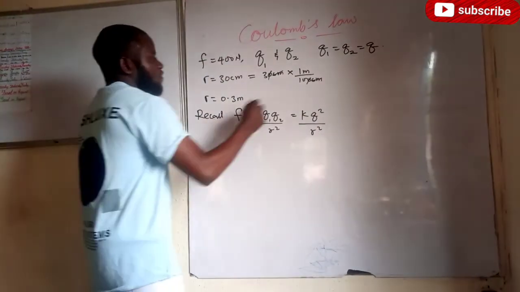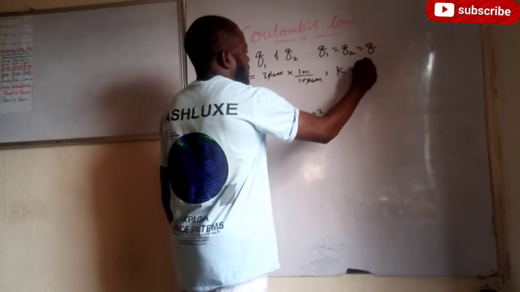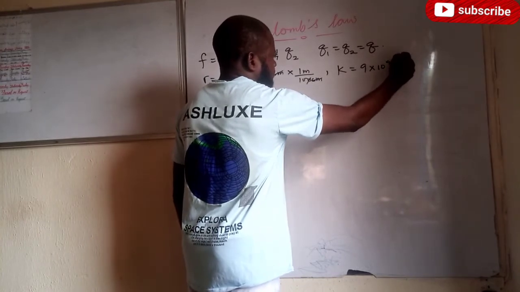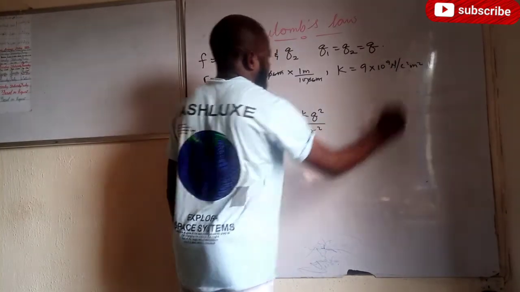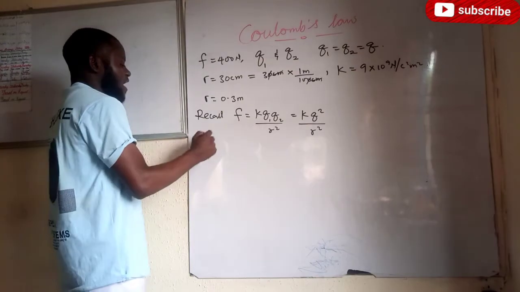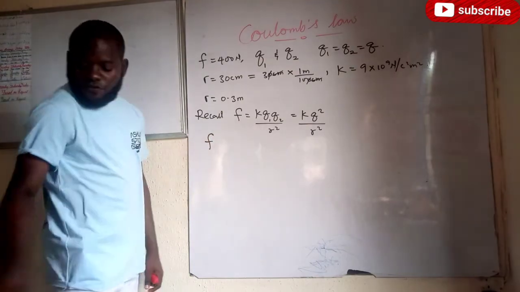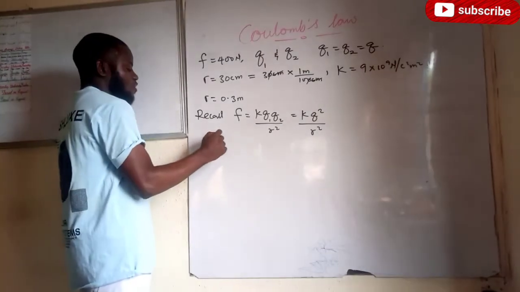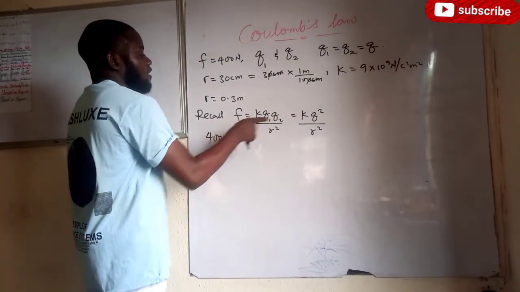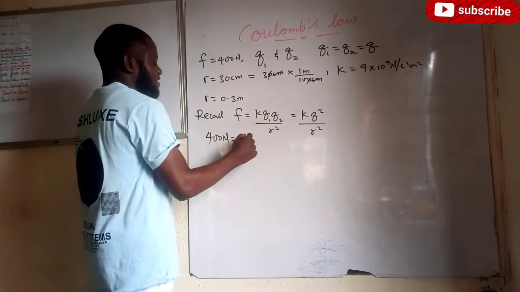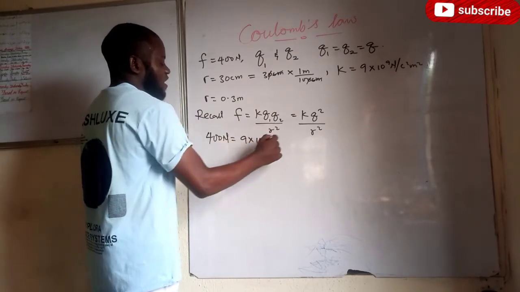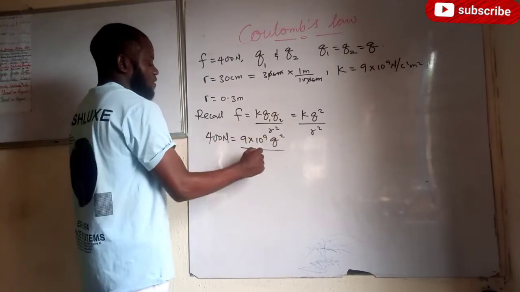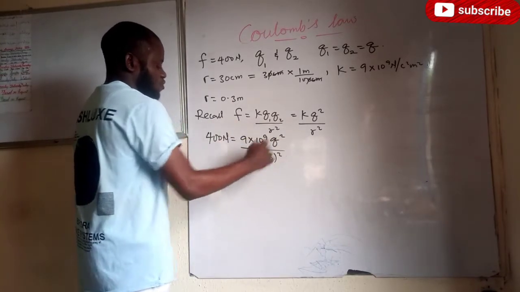Cool. The value for K, remember, is a constant, and that is 9 times 10 raised to power 9 Newton per Coulomb square per meter square. So F, we are given the value for F to be what? 400 Newton. So we have 400 Newton equals 9 multiplied by 10 to the power of 9 multiplied by Q squared. We don't know the value. Then the value for R is 0.3, R squared.